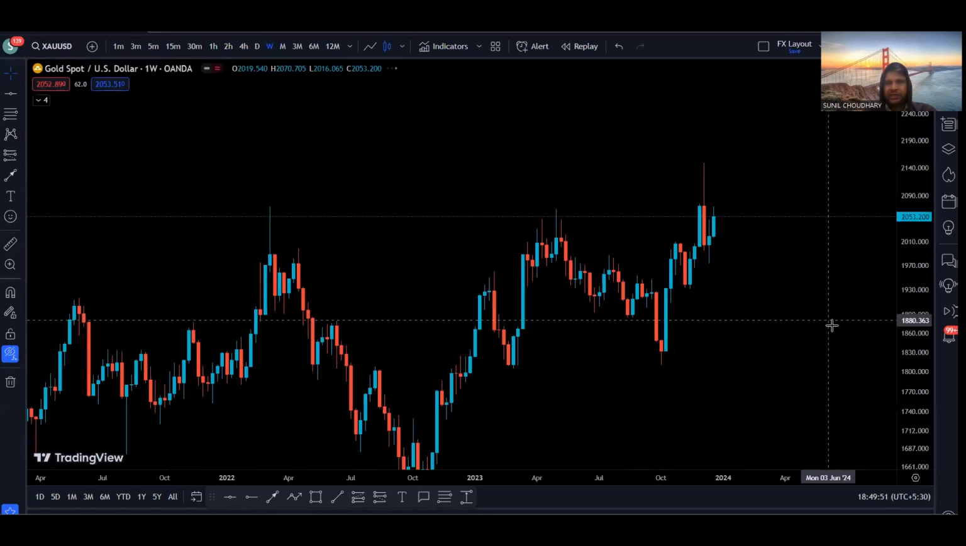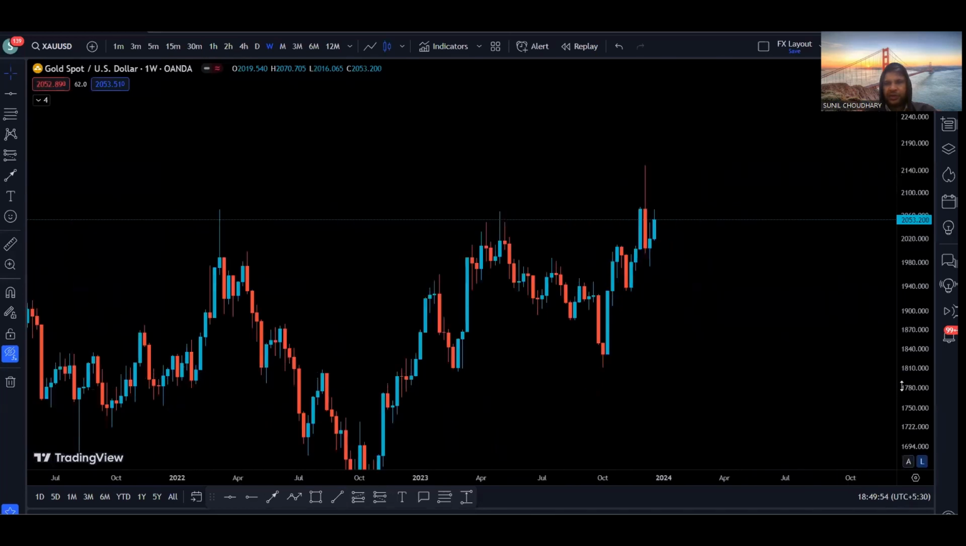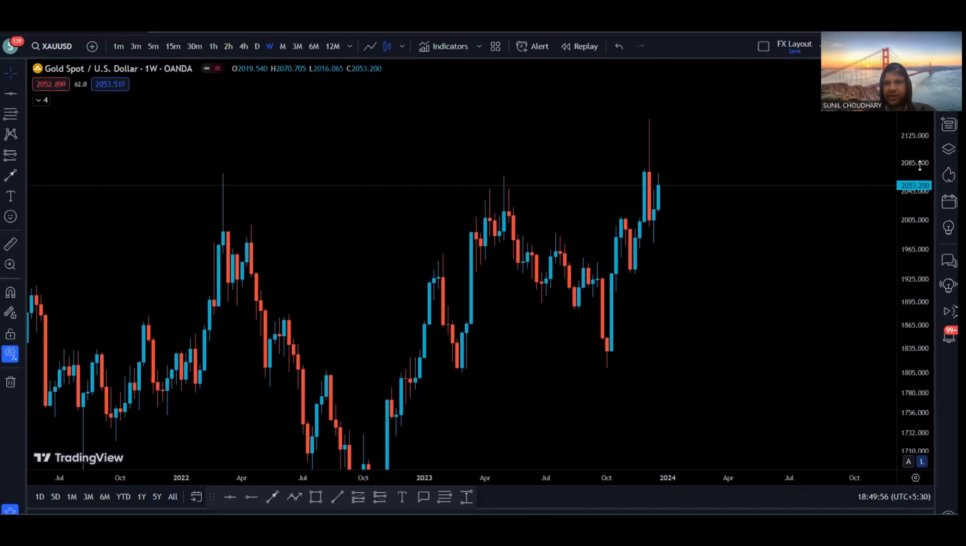On the weekly time frame, we look pretty much bullish as price is making higher highs and higher lows. We created a higher low, another higher low, and then we broke the previous high and created a new high. Price already came down and created some kind of support, so there is a pretty high probability we are going to come to the upside to retest this high.